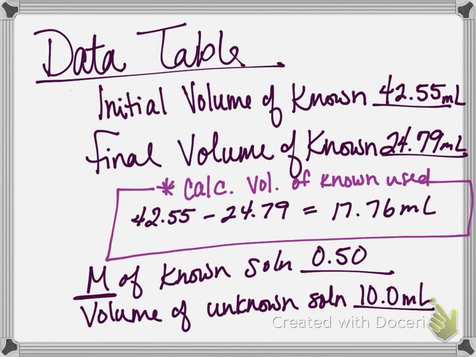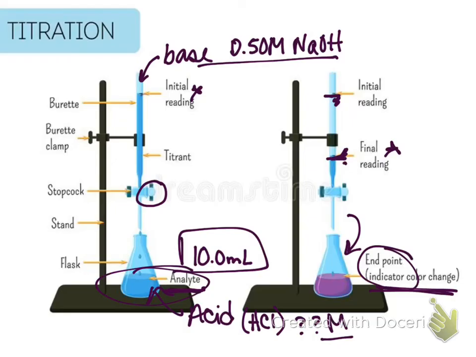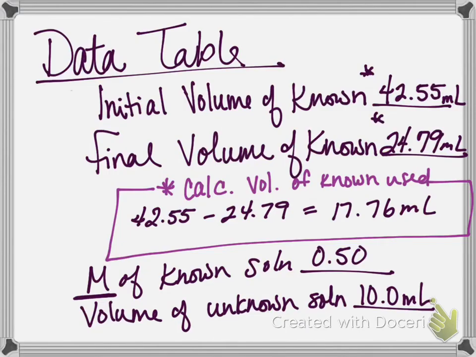So really the data that you had to collect was reading the burette. And you know to stop adding from the burette because the color changed, because we had added some indicator to that analyte, the unknown that we're solving for. All right, and with this information, we can actually do our calculations now.